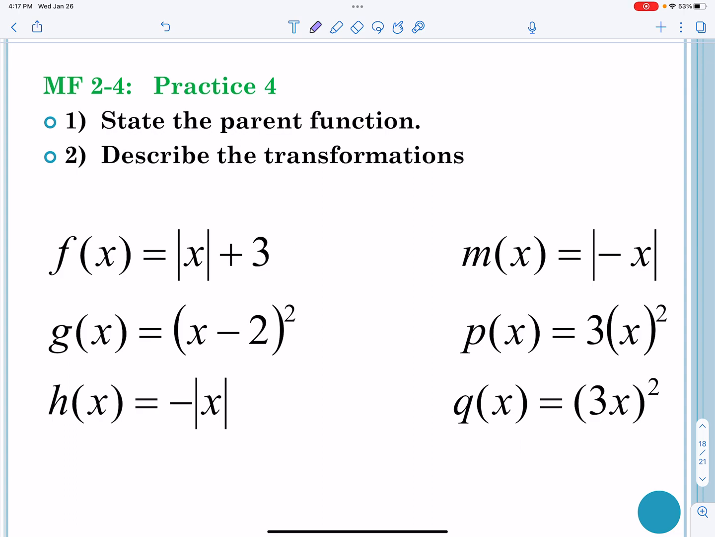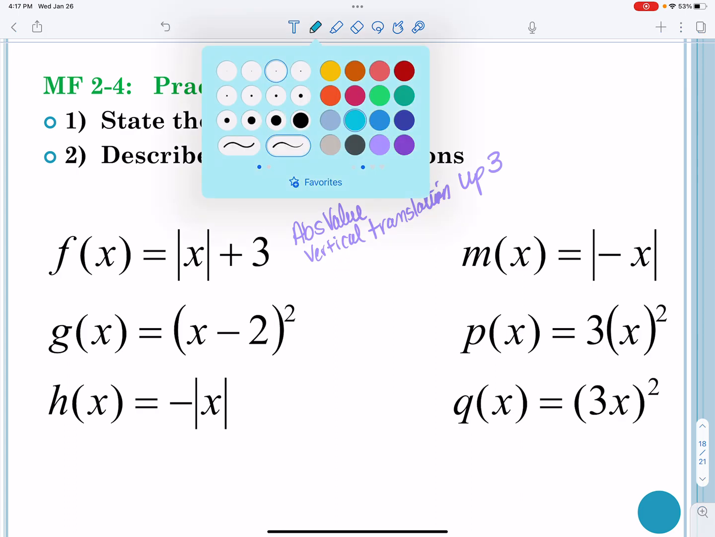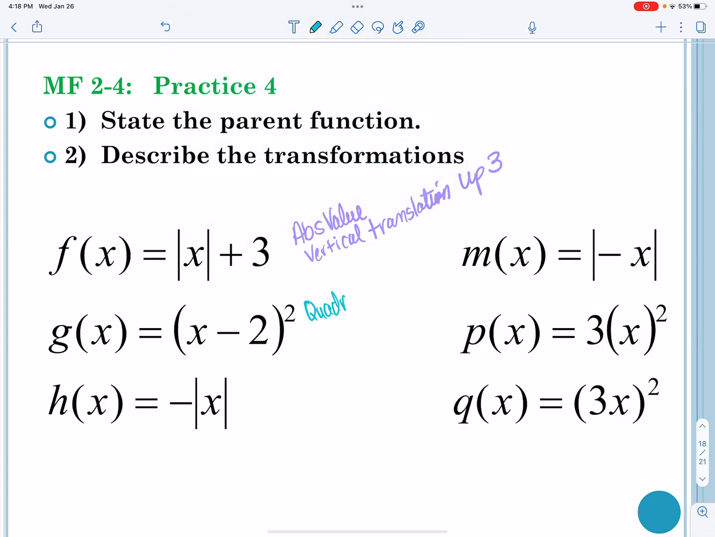So this first one is an absolute value, and it is a vertical translation up 3. Yes, you have to write vertical translation up 3 on this test and this test only. After this test, I won't make you describe them. Okay, the next one is a quadratic, and it is a horizontal translation because it's inside, and it would go right 3.